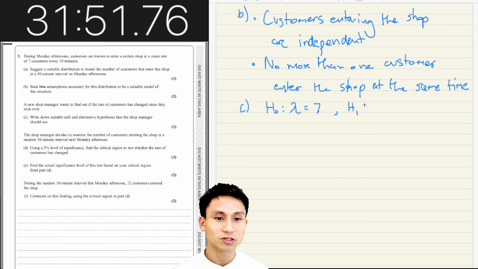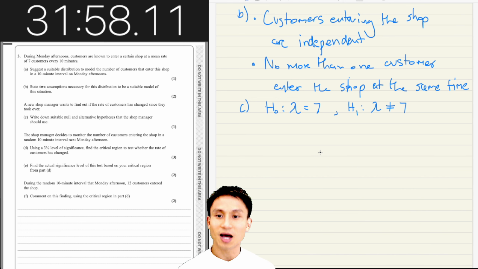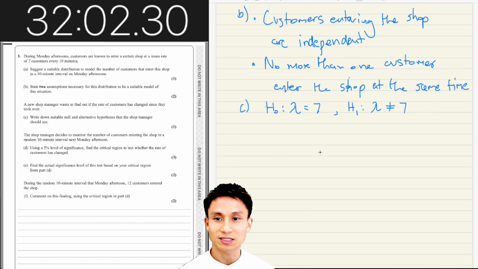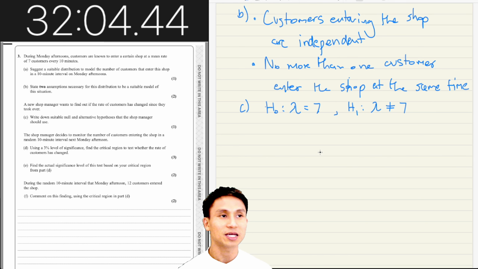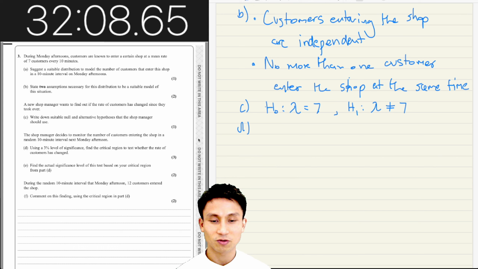But the alternative hypothesis would just be lambda not equal 7, because the manager only believes that it's not equal to that, or has changed. That's the keyword, has changed. So has changed, it could be either increase or decrease, right? Okay, that's done for C, actually.